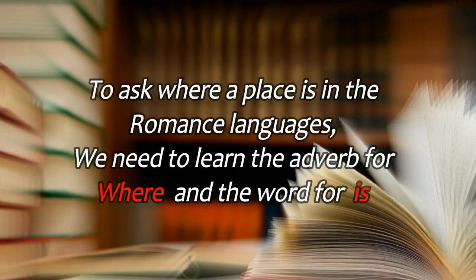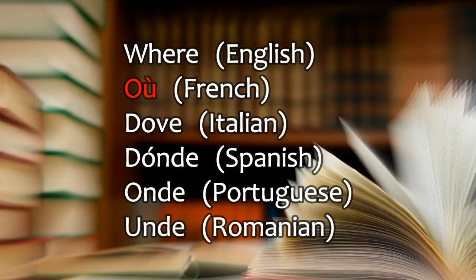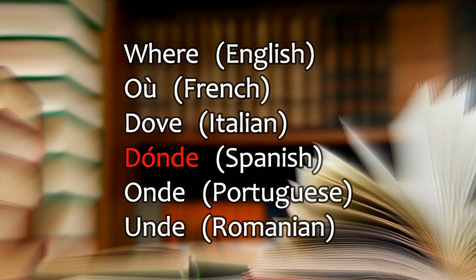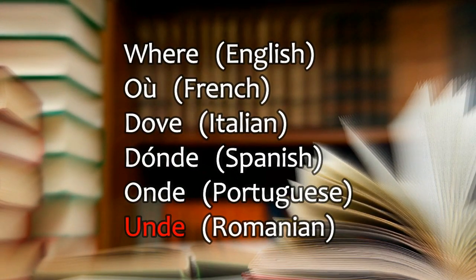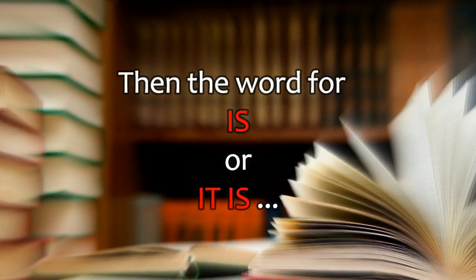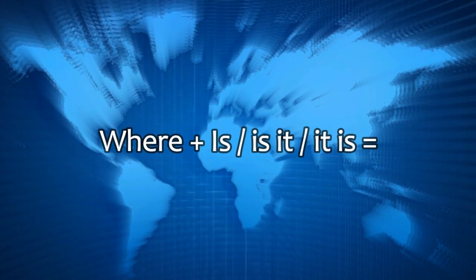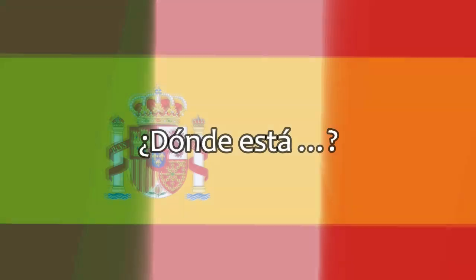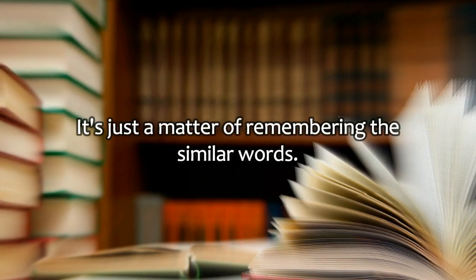To ask where is a place in the Romance languages, we need to learn the adverb for where and the word for is. Où in French, Dove in Italian, Dónde in Spanish, Onde in Portuguese, and Unde in Romanian. Then the word for is or it is, and now putting all of it together, we can see and hear the similarities. Where is? Où est? Dov'è? Dónde está? Onde é? Unde este? It's just a matter of remembering the similar words.